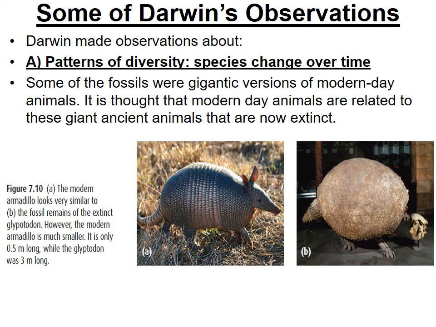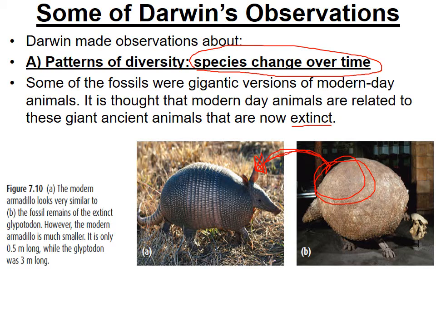So Darwin also studied the idea that species change over time. Like Cuvier, he found some interesting fossils. He found fossils of organisms that no longer existed, but they still looked similar to organisms that exist today. He found this giant shell of an ancient armadillo-like creature, but it was a lot bigger. And he noticed there were armadillos on the island he was on, and he thought, well, maybe these ancient creatures that no longer exist, that are extinct, are related to these smaller current creatures today.